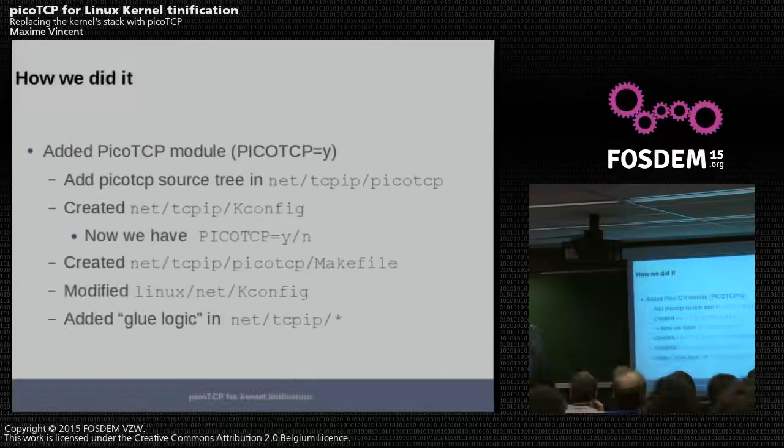And we added the complete PicoTCP source tree, as you can find PicoTCP on GitHub, and we added that to net/tcp/ip/PicoTCP. And then we created a kconfig so that we can enable this. We created a makefile to select the right sources. We modified the original kconfig, and then we needed some glue logic because we got the PicoTCP in one corner, and we got the normal Linux kernel with its interfaces that it was used to, and we need some glue in between of that.